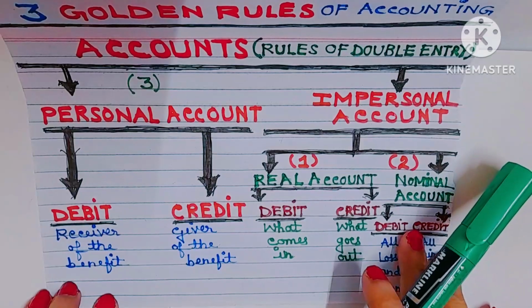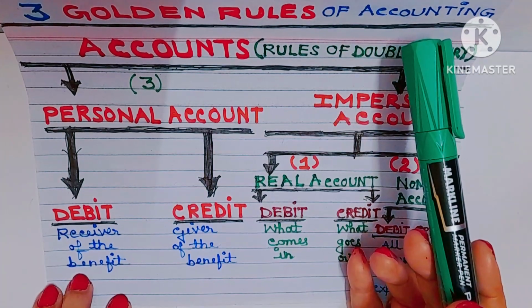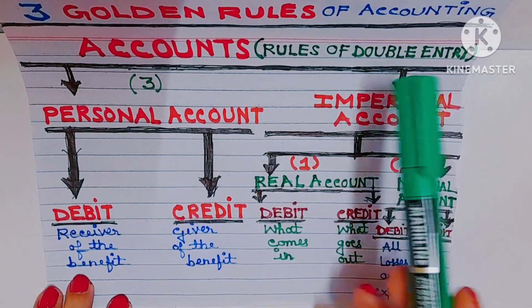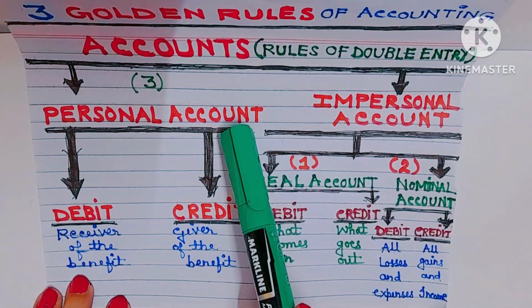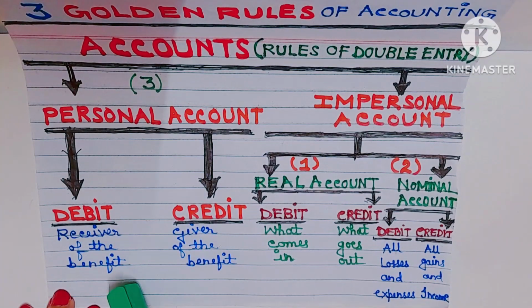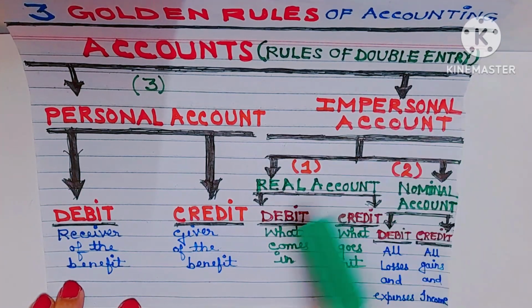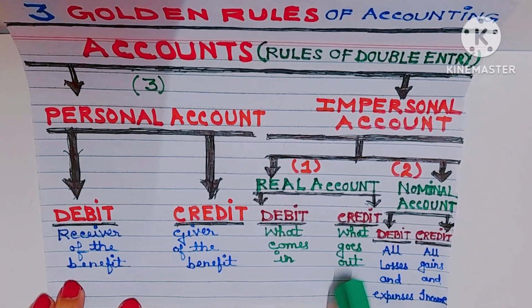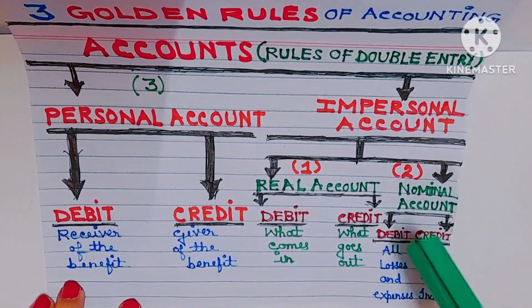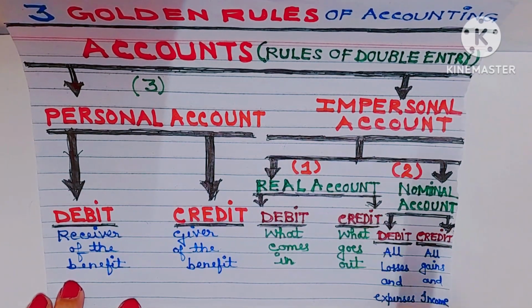We have to prepare journal entries logically by applying the 3 golden rules of accounting. Rules of the double entry system: personal account, impersonal account. Under personal account, debit the receiver of the benefit, credit the giver of the benefit. Under impersonal account, number 1, real account: debit what comes in, credit what goes out. Under nominal account: debit all losses and expenses, credit all gains and incomes. So you have to remember or memorize the 3 accounts.